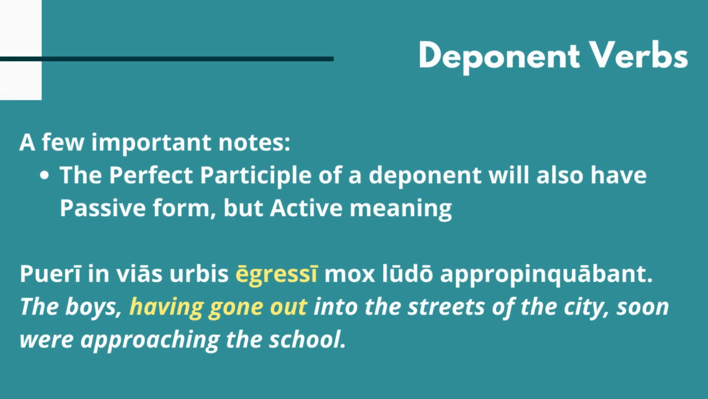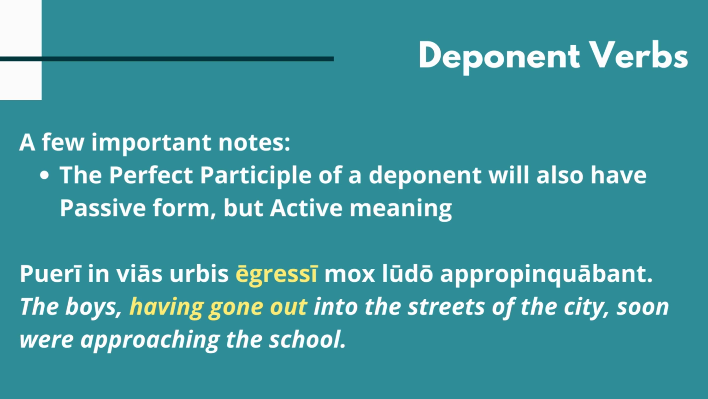Next, you want to think about this. The perfect participle of a deponent will also, again, have passive form, but an active meaning. So the idea here is if you have that participial form without the verb to be on it, it's the same thing. You just translate it actively. So here, ingressi, right? It looks like it should be a PPP, a perfect passive participle, right? But there is no passive translation, so it needs to be active in meaning. So when you say ingressi, it means having gone out.